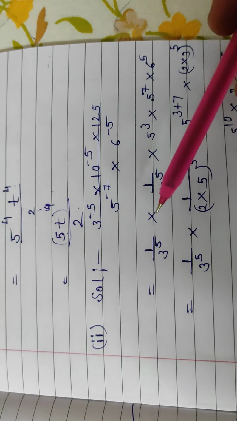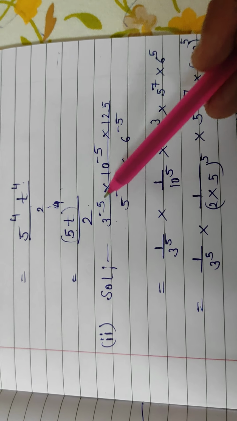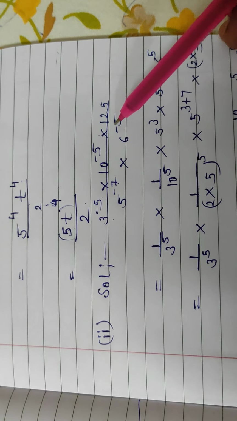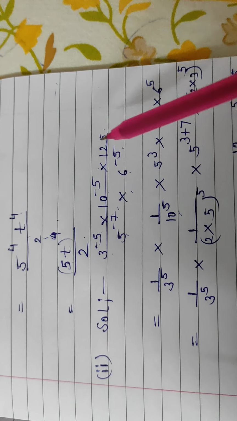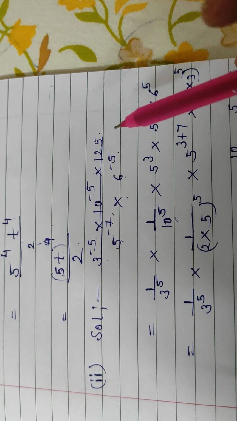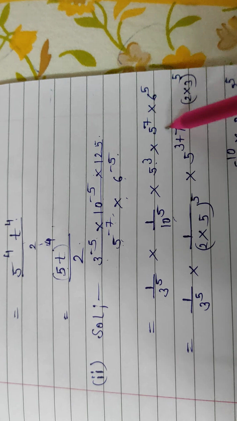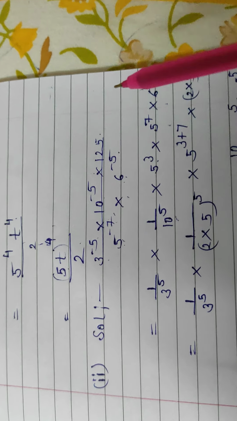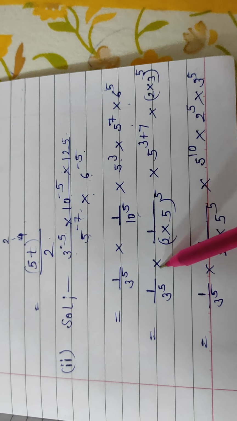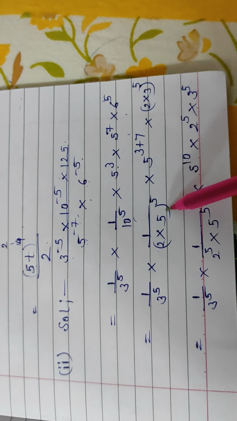Now the last question: 3 to the power minus 5 into 10 to the power minus 5 into 125 upon 5 to the power minus 7 into 6 to the power minus 5. First reciprocal. Do one thing first every time. So 1 upon 3 to the power 5, 1 upon 10 to the power 5, 5 to the power 3, into the reciprocal of it will be 5 to the power 7 and 6 to the power 5. Now 1 upon 3 to the power 5 into 1 upon (2 into 5) whole power 5.